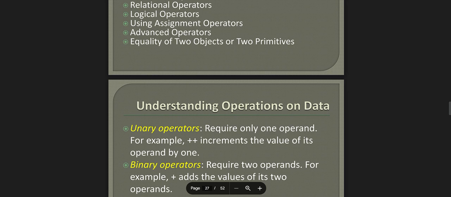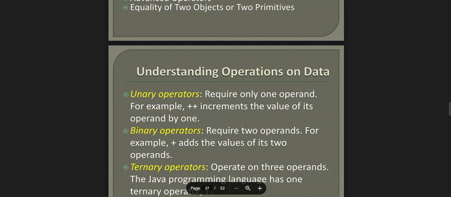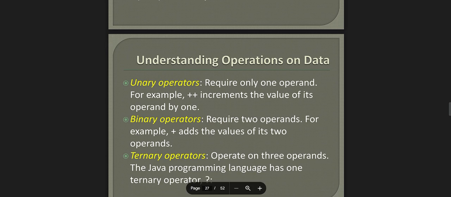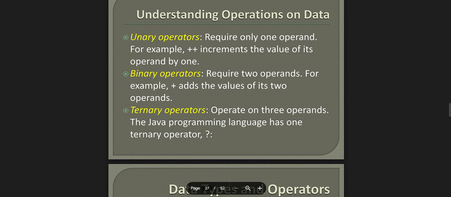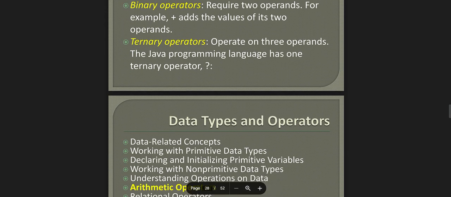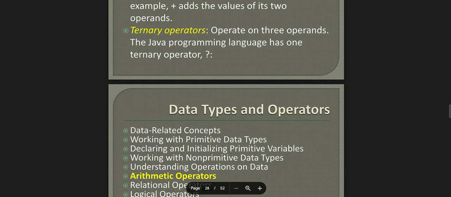A unary operator requires only one operand. For example, plus plus increments the value of its operand by one. A binary operator requires two operands. For example, 8 plus 8 adds the values of its two operands. A trinary operator works on three operands. The Java programming language has a trinary operator.